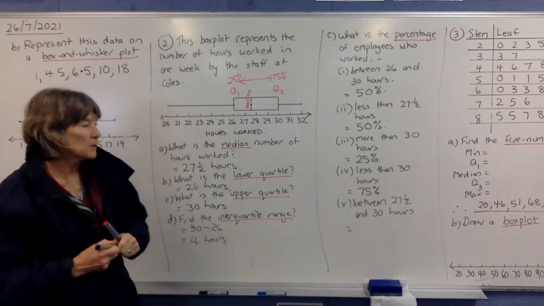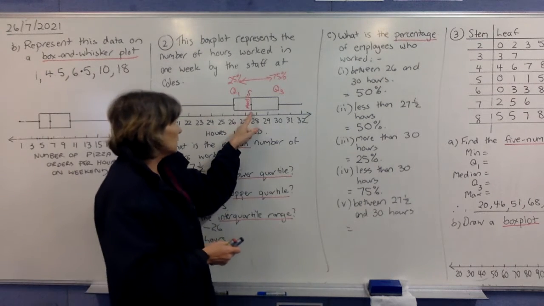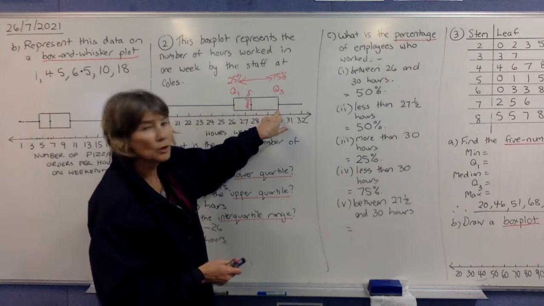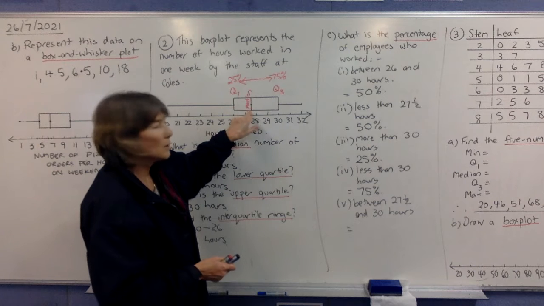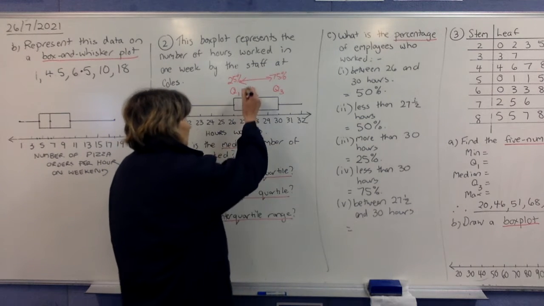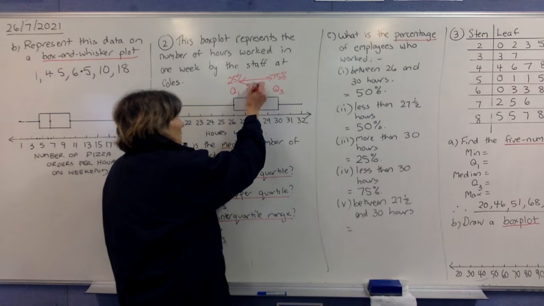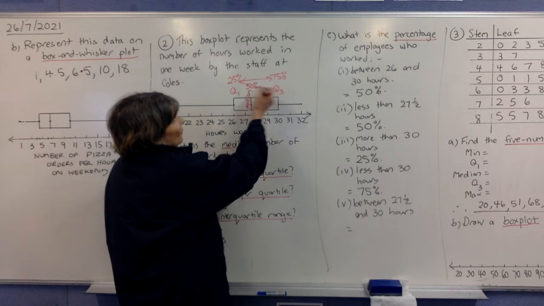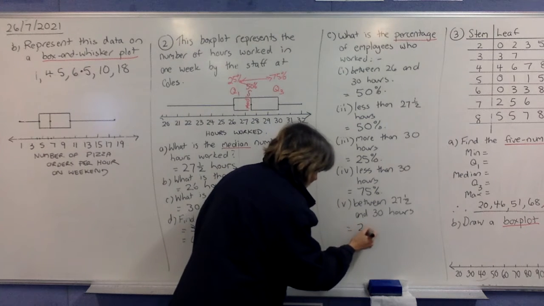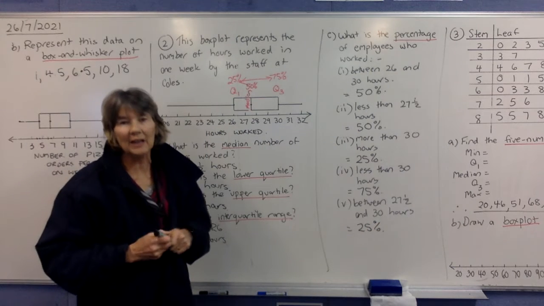The next one says between 27.5 and 30 hours. Here's 27.5 and there's 30. So you're between the median and Q3. That's on the 50% mark, right there. And that's on the 75%, so there's 25% between those. So all those questions should be fairly easy.